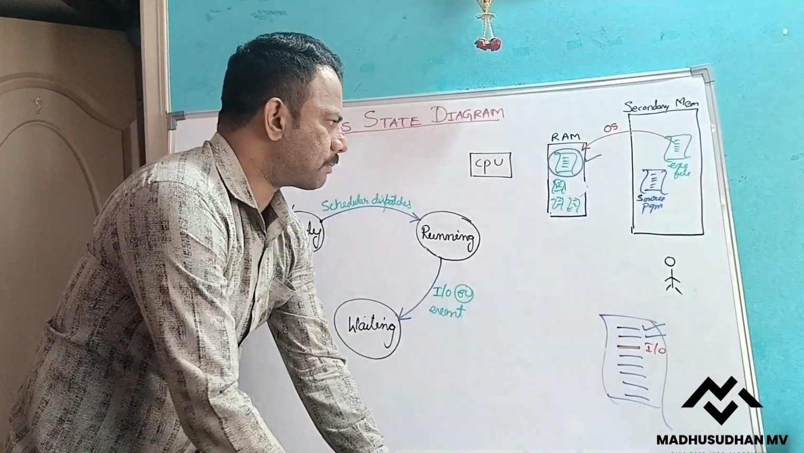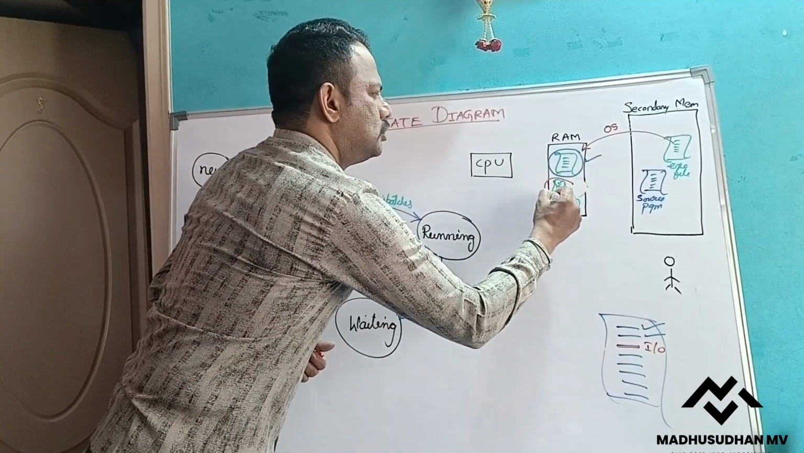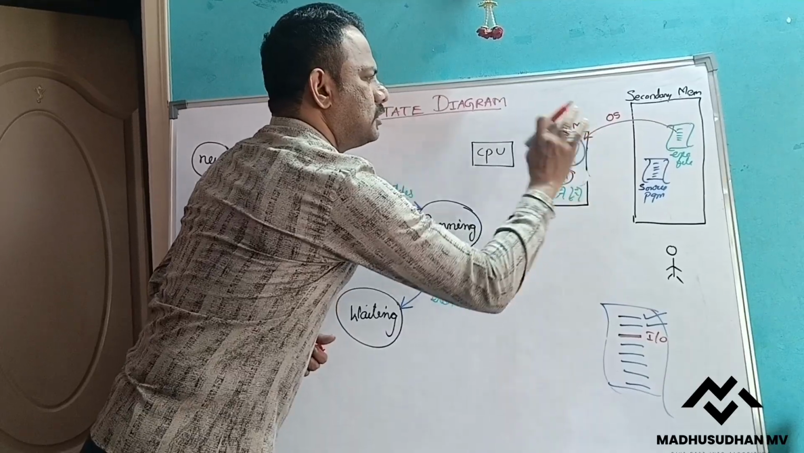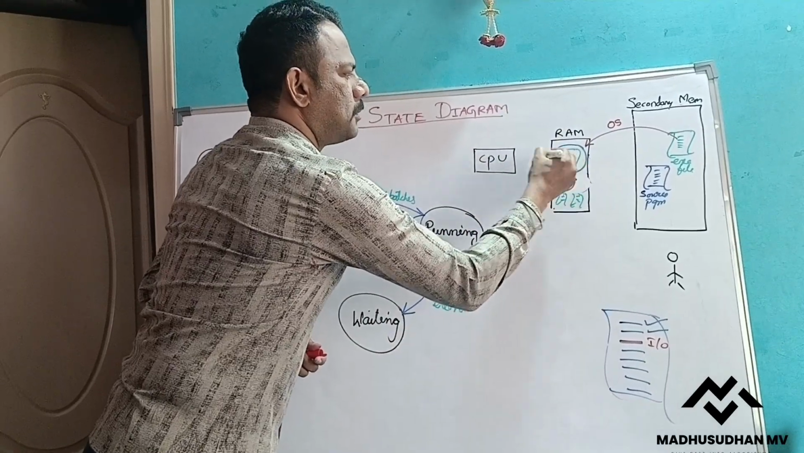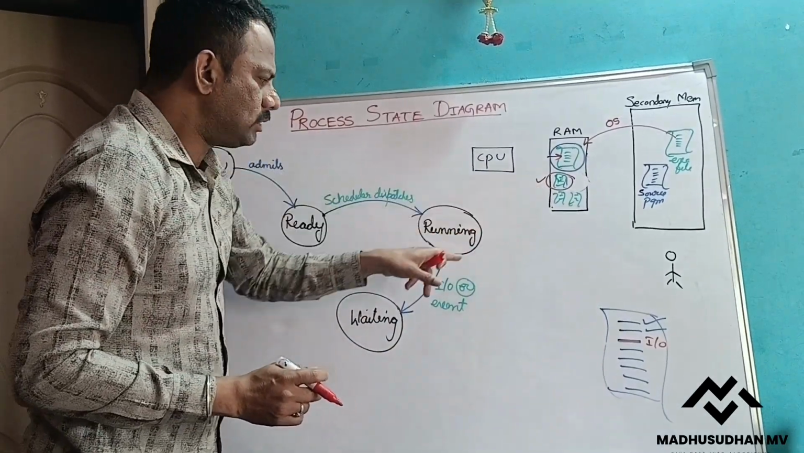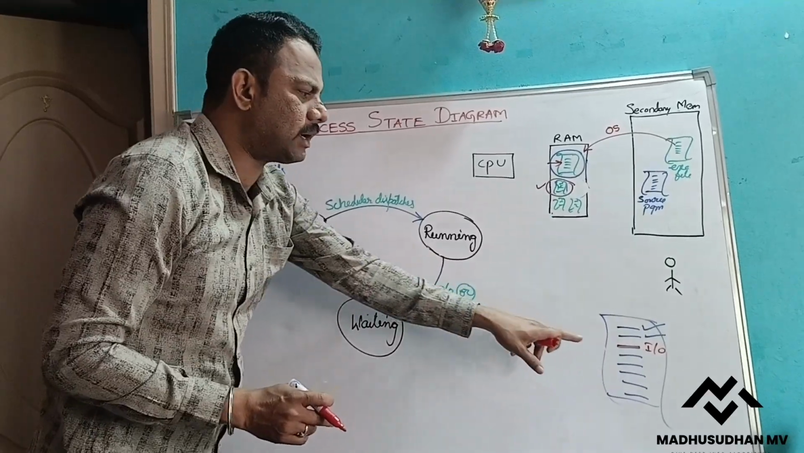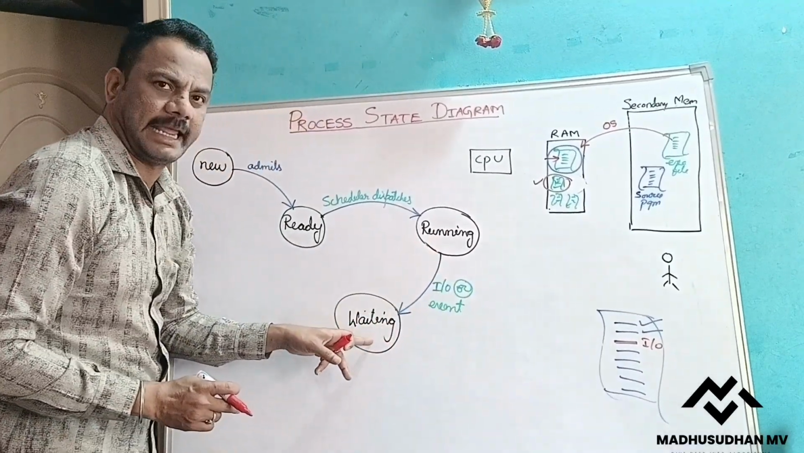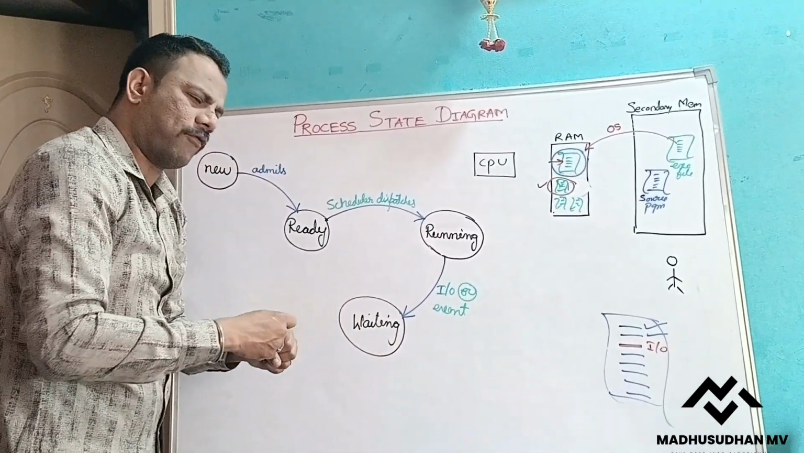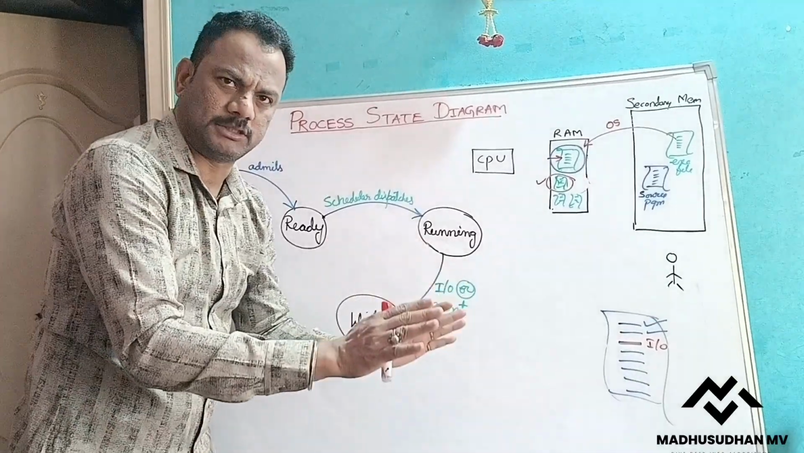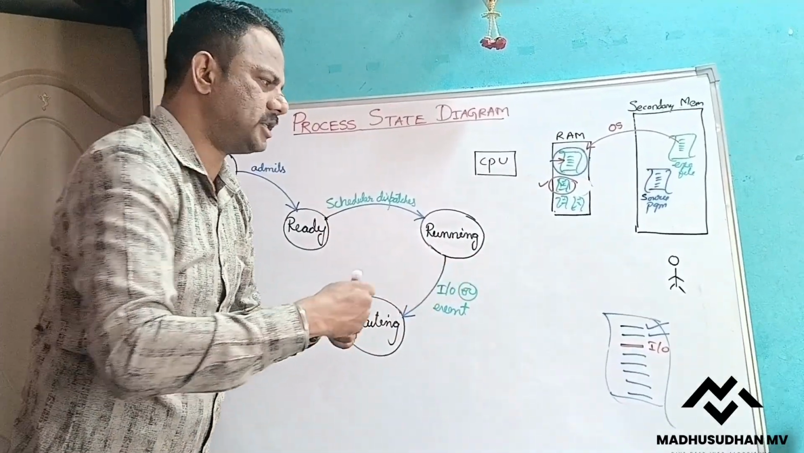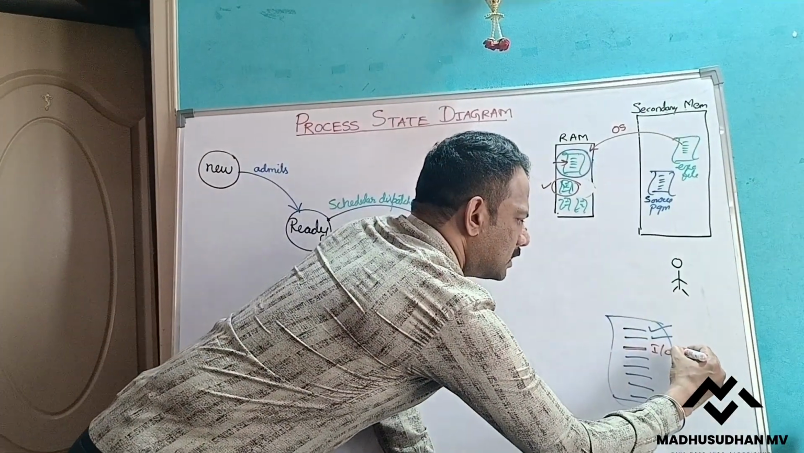Now assume our process is executing this one. Assume this is executed, and now it stops execution. At some point of time it stops. Our process is waiting for the IO device, so it goes to the waiting state. Assume after some time the IO device becomes free and the IO operation is also completed. That means this task is done.